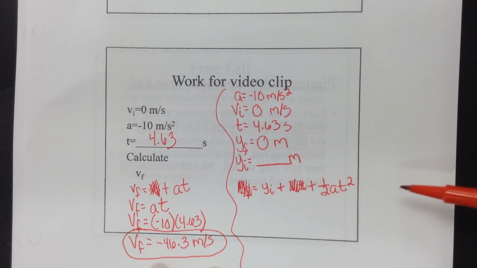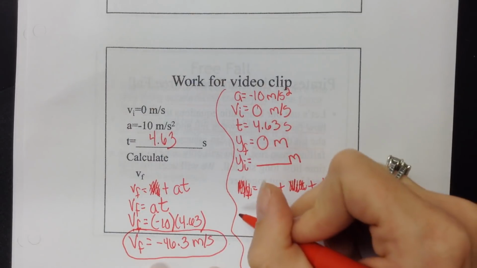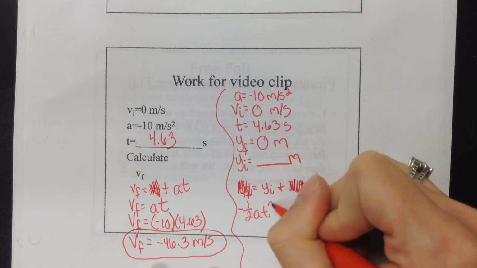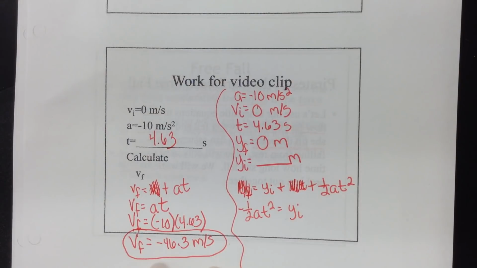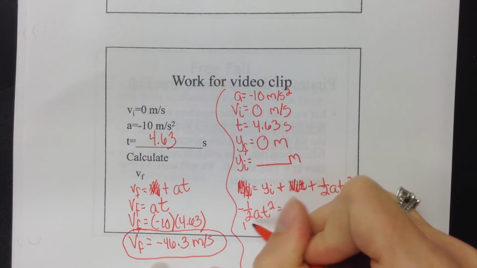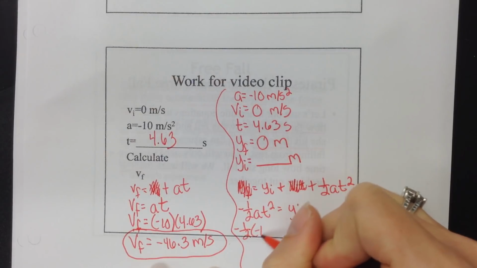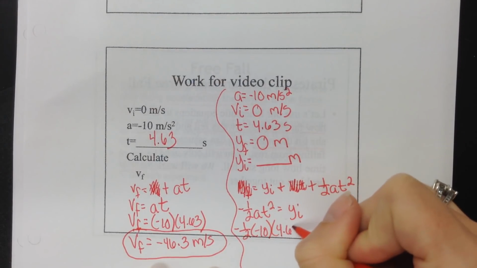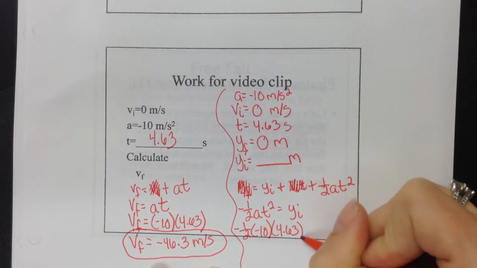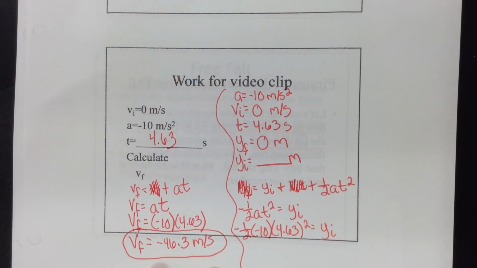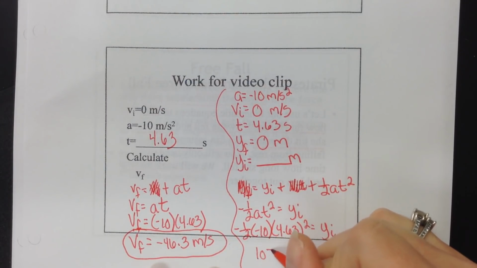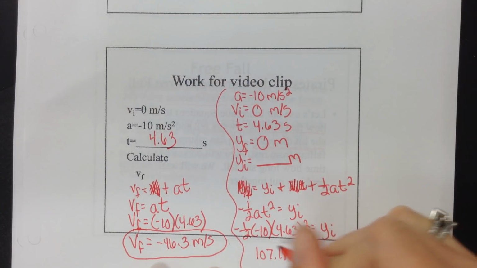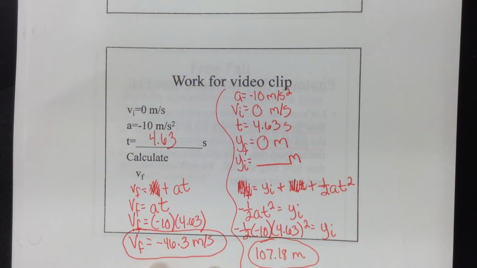So I have a plus 1/2 AT squared, so I'm going to subtract it over to the other side. So minus 1/2 AT squared is equal to Y of I, and we are ready to start plugging. So minus 1/2, A is negative 10, T is 4.63, and that is squared, equal to Y of I. So if you work that out, the negatives turn to a positive, and we end up getting a distance of 107.18 meters. So that is how high up the cliff was, which in turn means that's how far she must have fallen.